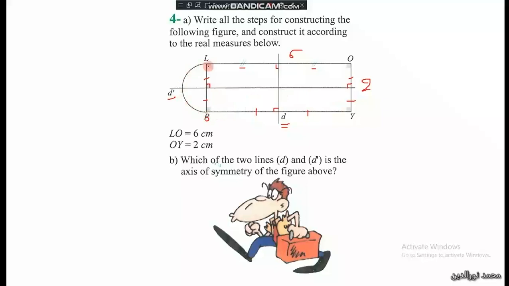And then we notice there is a semicircle. Its diameter is LB and it's outside the rectangle, exterior to the rectangle. So these are the steps by which we draw this figure.